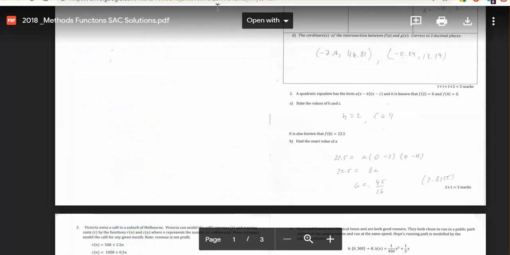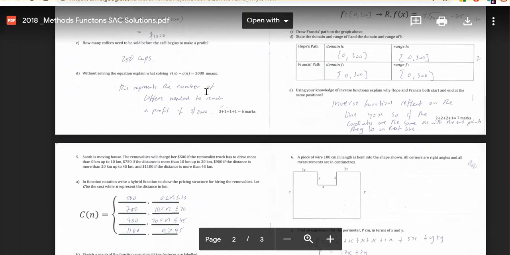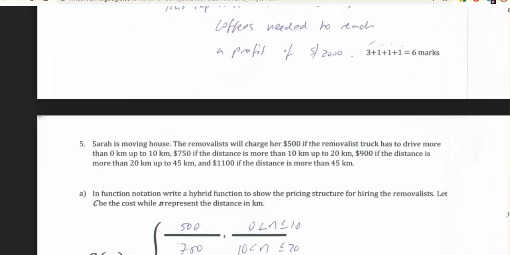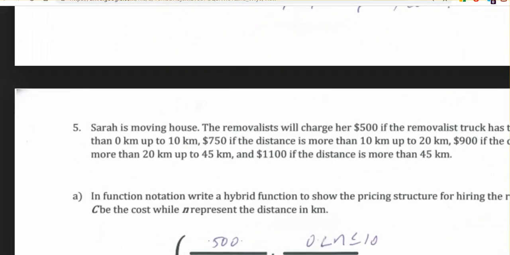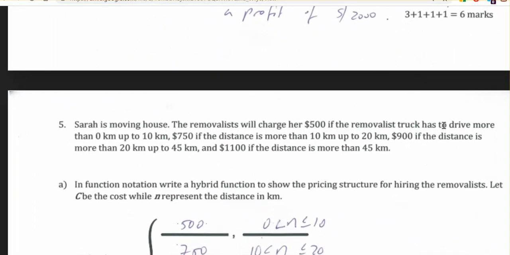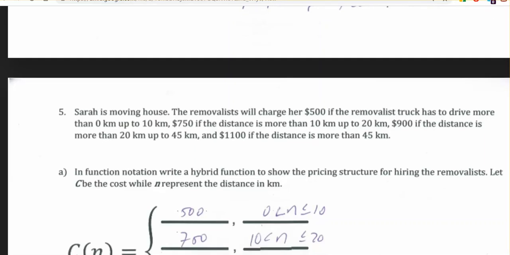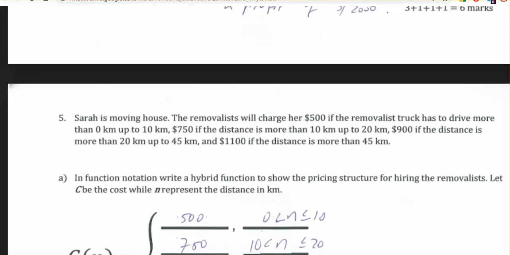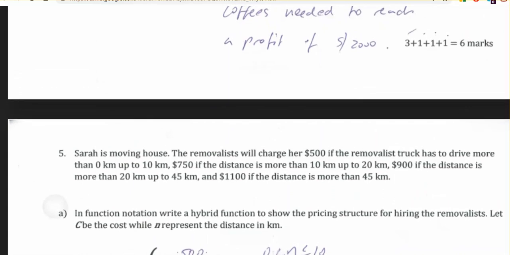I'm pretty sure I have it here, so I'll just briefly go over this. Now, Sarah's moving house. The removal is charged $500 if the truck has to drive more than 0 kilometers up to 10 kilometers, $750 if the distance is more than 10 kilometers up to 20 kilometers, $900 if the distance is more than 20 but up to 45, and $1,010 if the distance is more than 45 kilometers. So let the function C be the cost and n represent the distance.